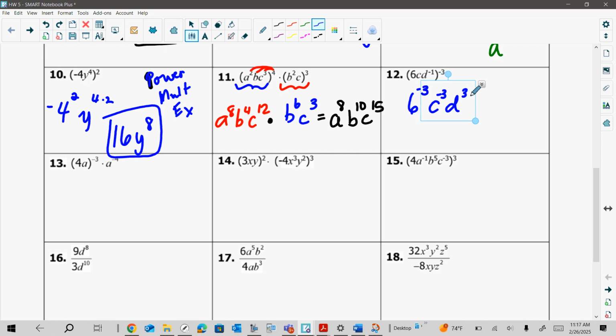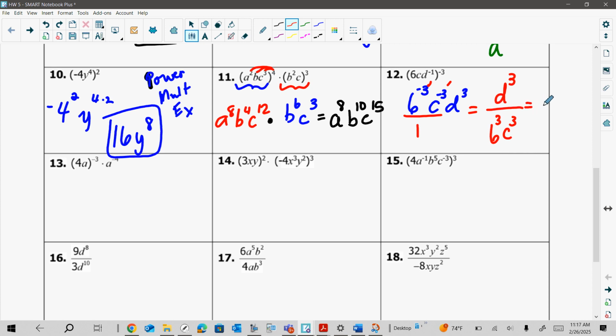If it's a negative 3, though, don't we have to flip these two? These two are the ones that are negative. Yeah, we're going to flip them. So d to the third is on the top. That's the positive one. This would be 6 to the third power, c to the third power. All right, what's 6 to the third power?